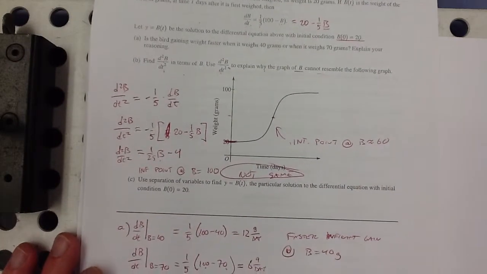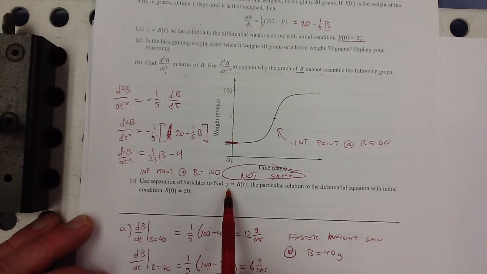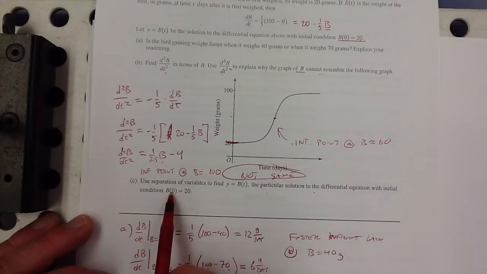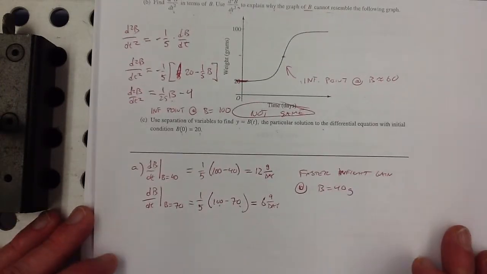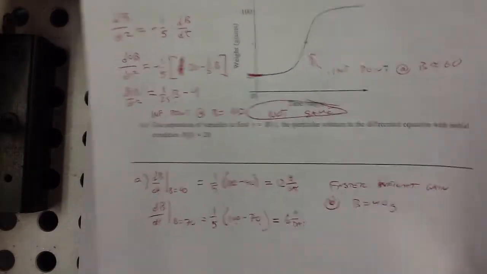is. All right, use separation of variables to find the solution to this. The particular solution to the differential equation with initial condition B of 0 is 20. Okay, so let's see if we can do that. Separation of variables. Let me go onto a different sheet here so I have a little bit more room.